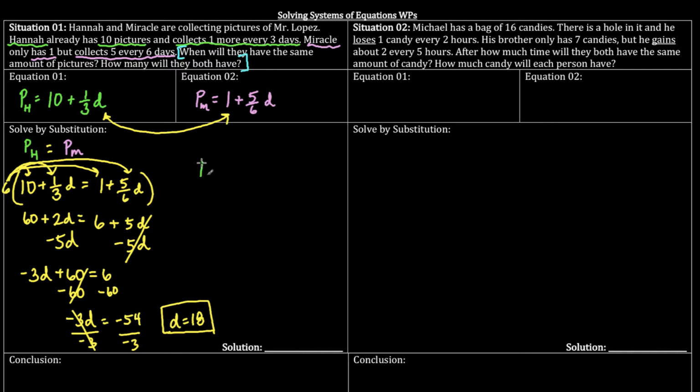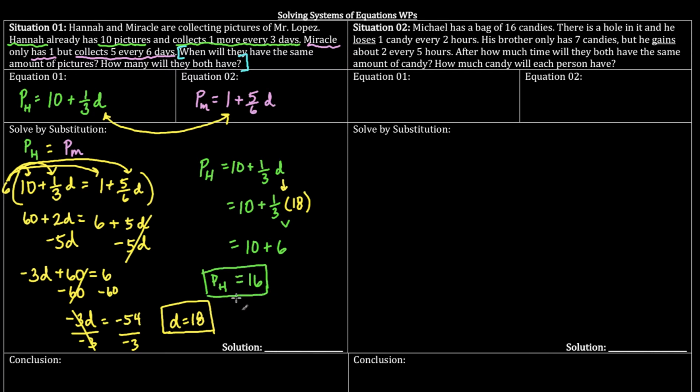So I will say the pictures for Hannah equals 10 plus 1/3 times the number of days. So I'm going to put 10 plus 1/3, and we are going to put in the number of days. We know it's 18. Okay. And so I get 10, a positive is a positive. 1 times 18 is 18. 18 divided by 3 is 6. So I get 16. So the pictures for Hannah are at 16.